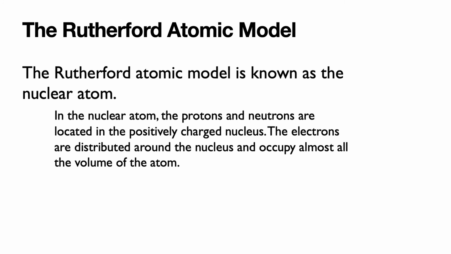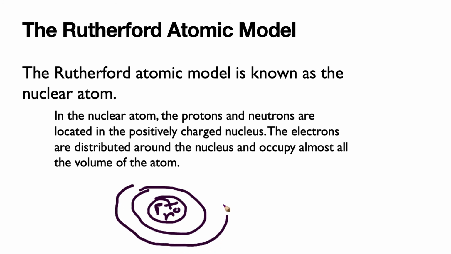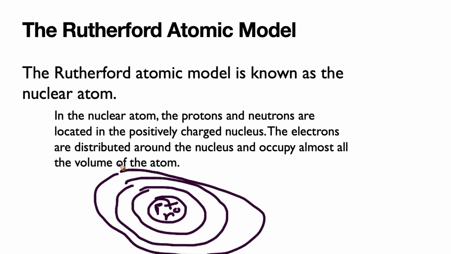Rutherford's atomic model is known as the nuclear atom. In the nuclear atom, protons and neutrons are located in a positively charged nucleus, which we know, and the electrons are distributed around the nucleus and occupy almost all the volume of the atom. So once again, we have our nucleus with protons and neutrons, and then orbiting around will be electrons, and they're located on these different energy levels.